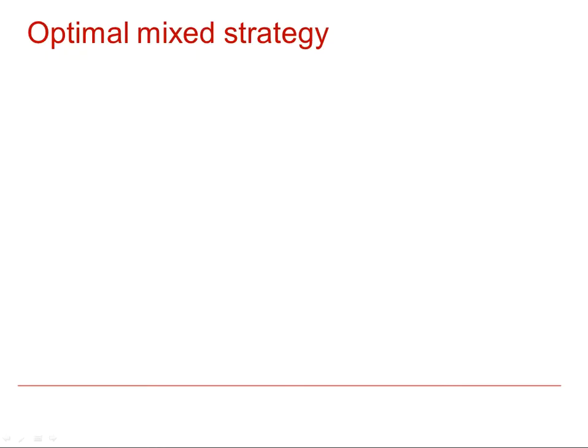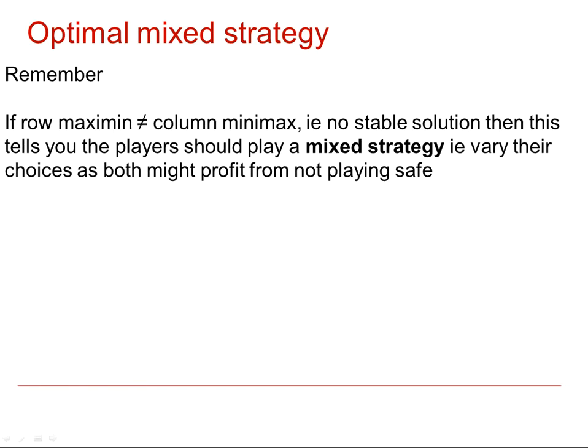Remember from the last video that if the maximin is not equal to the column minimax, then we've got no stable solution, in which case the players have to consider what their strategy should be to maximize their gain. So they have to vary, and not just play the safe option all the time, but try and decide how often to play the other options.